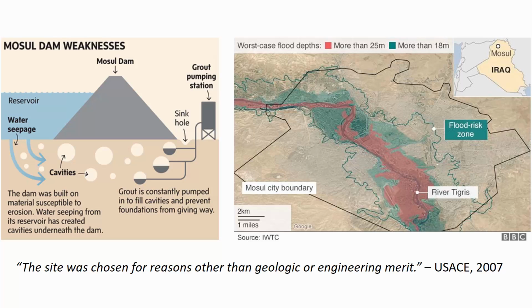I don't know if you can see this. The red means that it would be more than 25 meters deep of water. That's a lot of water, 25 meters. Here in the greenish blue is 18 meters, and then the flood delineation basically includes most of the city of Mosul. So it's a really interesting engineering challenge, and the Army Corps of Engineers has been closely involved in the rehabilitation and the emergency engineering work.